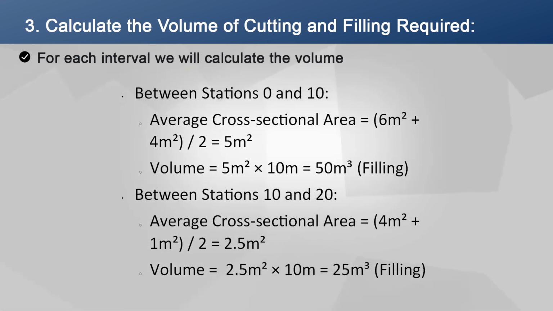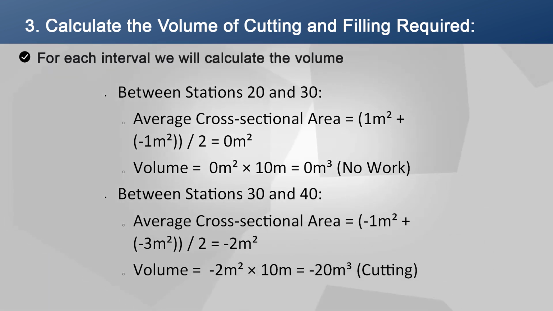Now, the next, between the station 10 meters and 20 meters. What will be the average cross sectional area? Average cross sectional area will be minus 4 square meter minus 1 square meter whole divided by 2. It will come out as minus 2.5 square meter. And volume we can calculate as minus 2.5 square meter into interval, which is 10 meter. So, the volume will come out as minus 25 cubic meter, minus means filling quantity.